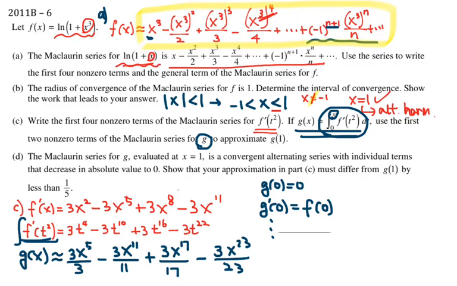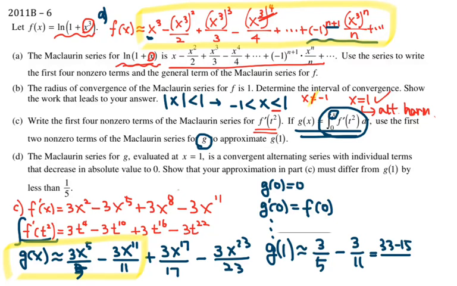Now, what they want us to do is use the first two terms only. So therefore, here g of 1 can be approximated by 3 over, oh my bad, this one should be 3 over 5. So 3 over 5, and then minus 3 over 11. Then this simplifies into 33 minus 15 over 55, which will be equal to 18 over 55.